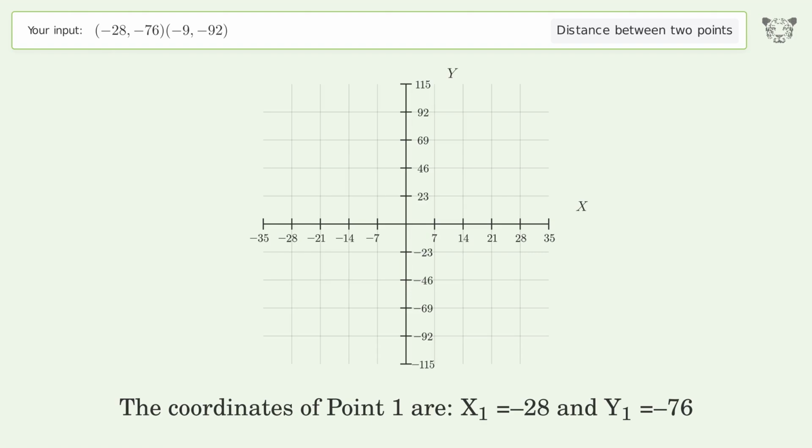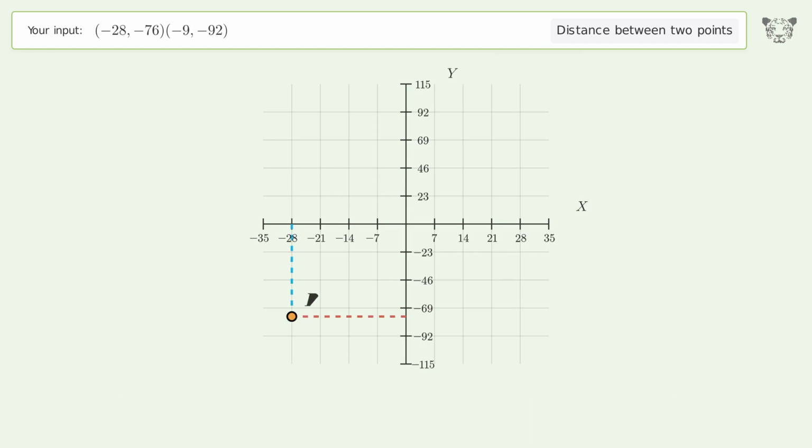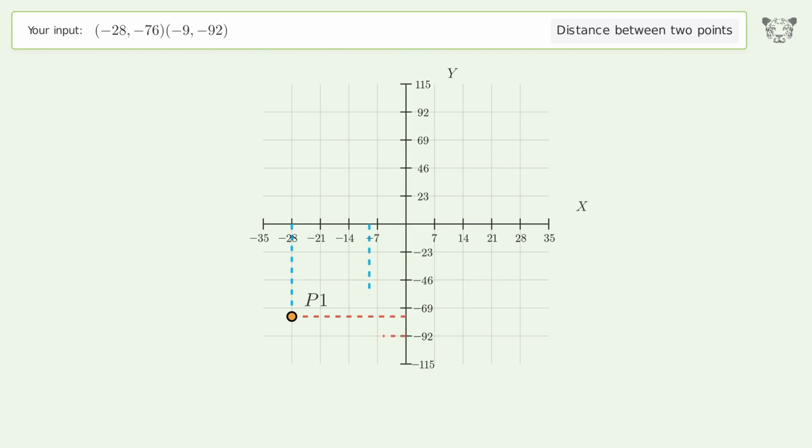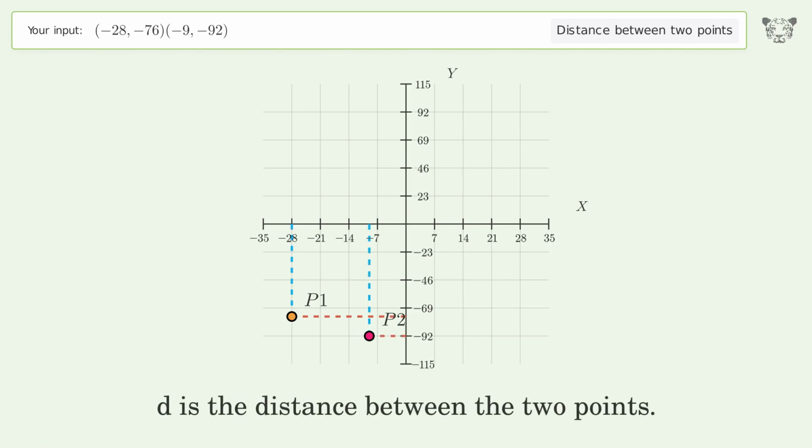The coordinates of point 1 are x1 equals -28 and y1 equals -76. The coordinates of point 2 are x2 equals -9 and y2 equals -92. D is the distance between the 2 points.